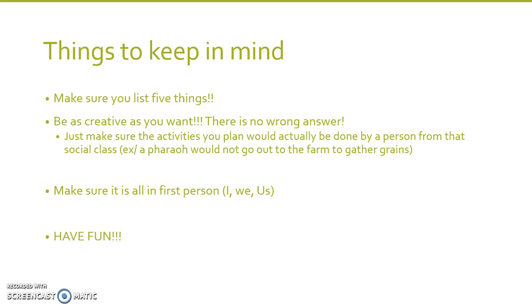So something to keep in mind, you want to make sure you list 5 things. And I don't want these 5 things to be got up, ate breakfast, got dressed, went to work, had dinner. Okay, they need to be more detailed than that. And you should be as creative as you want. There's no wrong answer. Just make sure the activities you plan would actually be done by a person from that social class. For example, a pharaoh would not go out to the farm to gather grains.